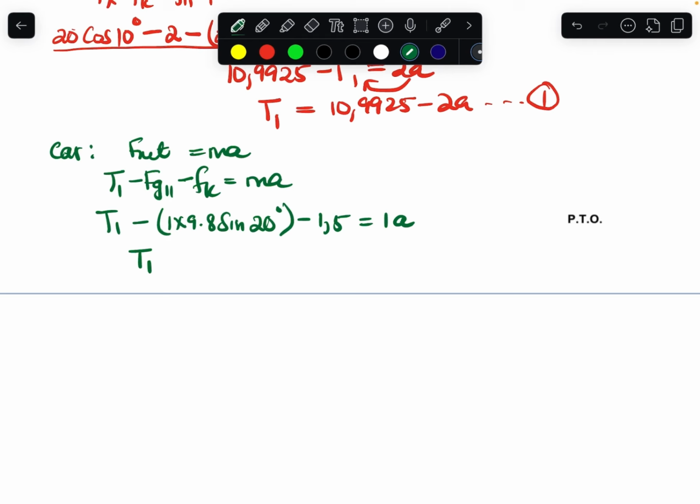So T1, when I punch this in the calculator, I must be very careful and include this negative. When you punch this in the calculator, it's going to be negative 4,85 equal to A. And this is equation 2.